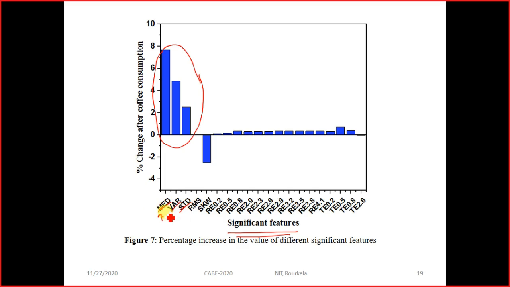Okay. What do standard deviation and variance say? They say how your data is varying from the average. So when we are talking about the median value, that means the average amplitude value of the ECG signal has increased post coffee consumption. Not only that, there was a huge variation in the data points as compared to the average values. This is what the variance and standard deviation suggested. Then another important thing to note is that skewness has significantly decreased.